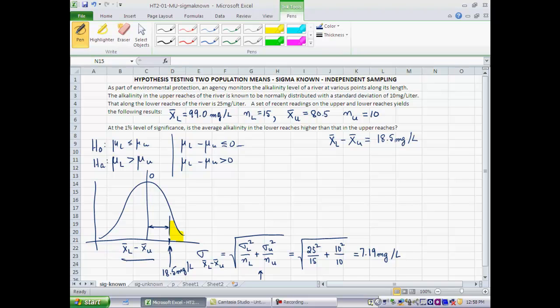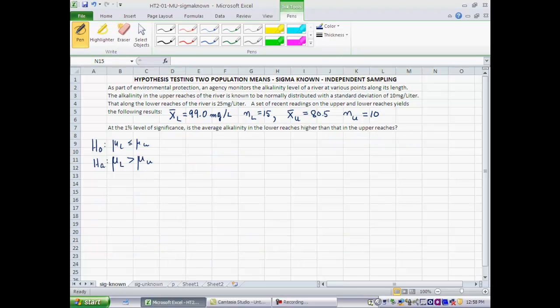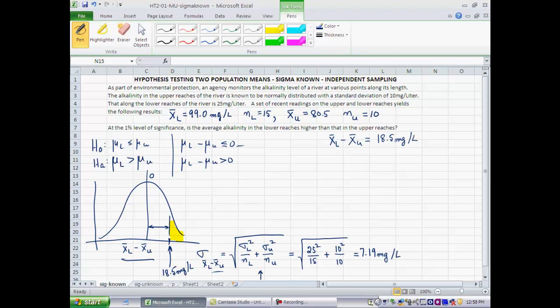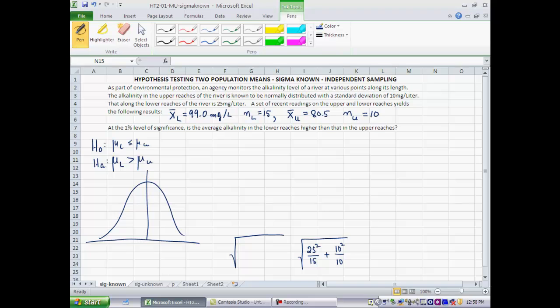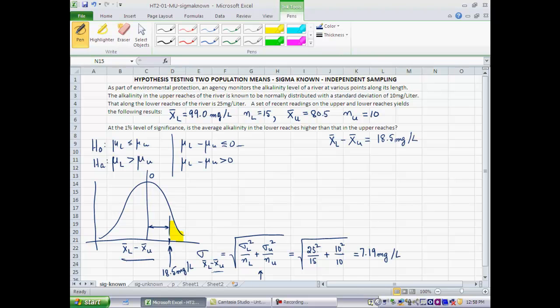So if you work through the math, you will find that the standard deviation of the sample statistic that we are using, which is the difference in the two sample means, turns out to be 7.19 milligrams per liter. The 25 and the 10 that we used as inputs over here are given to us in the problem. So the standard deviation of the sample statistic is 7.19 milligrams per liter.